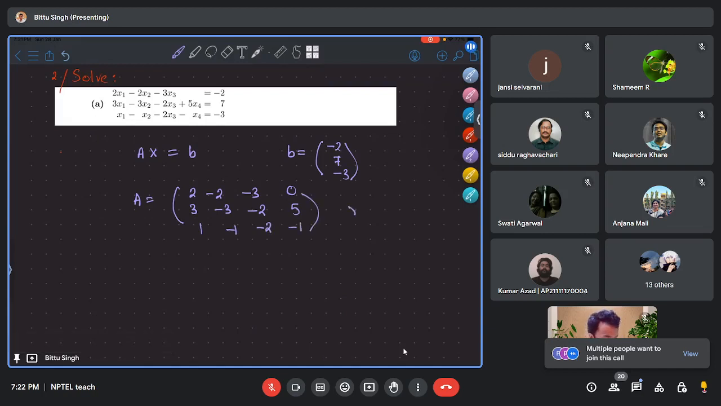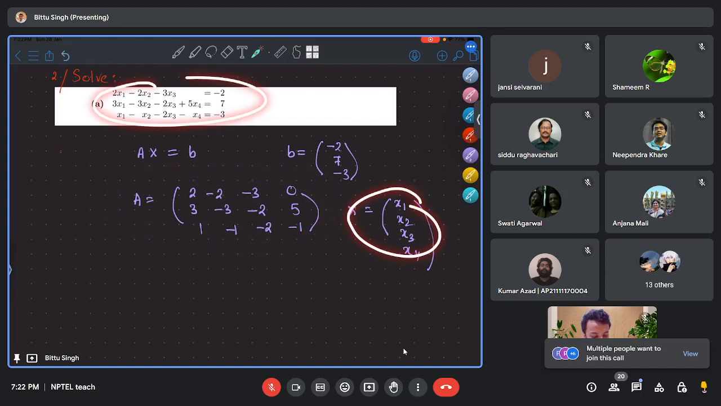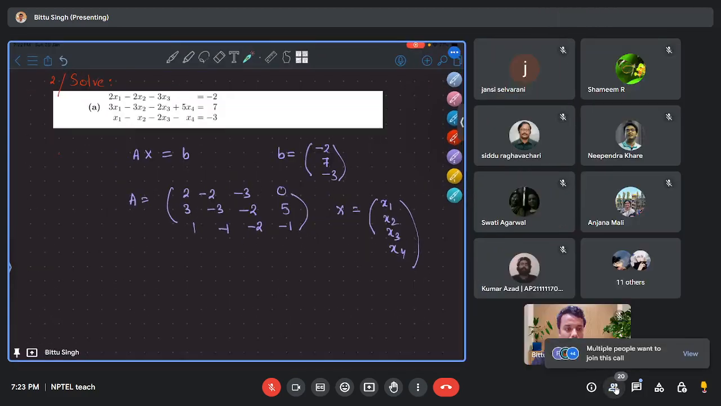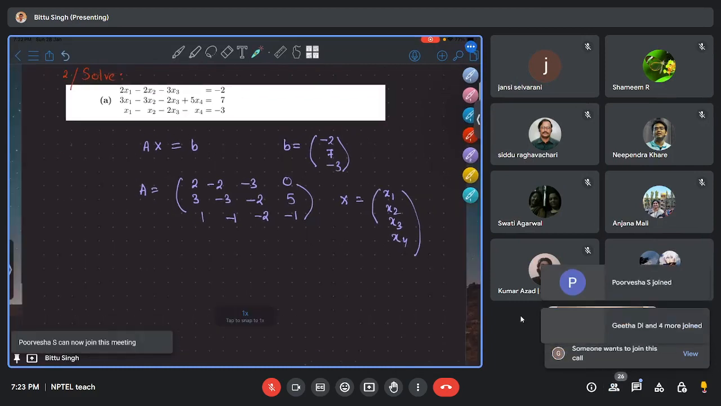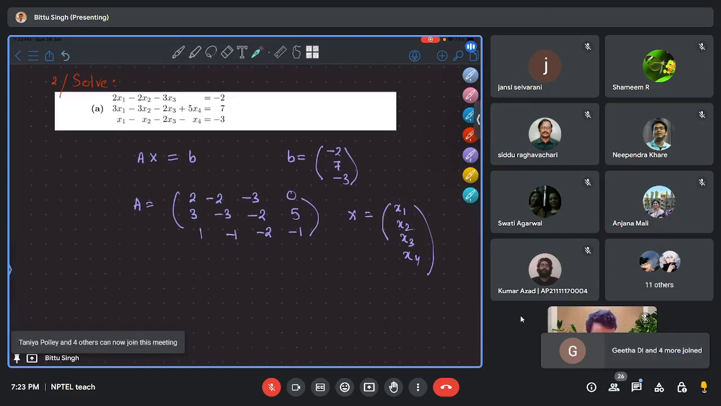So this is A, and what is x? Here x is this x1, x2, x3, and x4. Okay. If you multiply this matrix A with x, you will get this equation. That is, this matrix equals this matrix. That is, the whole system can be represented by a single equation. So let us see what is happening here. So we need to solve this equation.